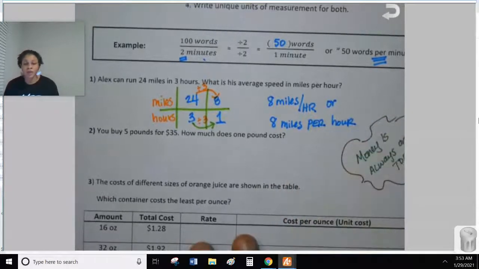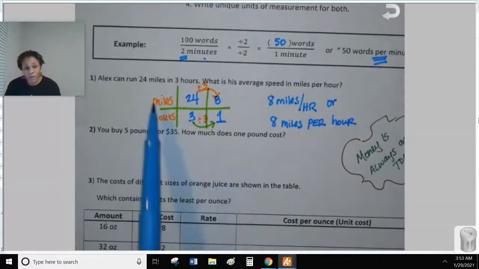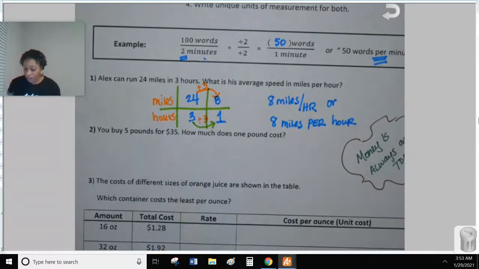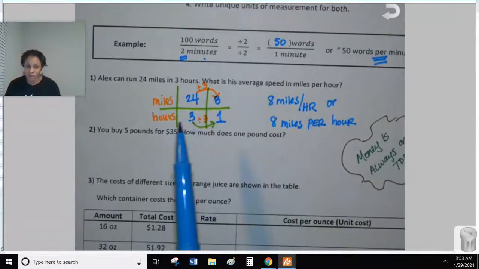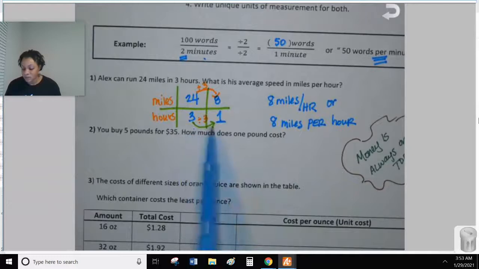Okay, so again, we made our H chart. I put my units, miles on top, hours on the bottom. 24 went with miles, 3 went with hours. The directions tell us to divide the numerator and the denominator by 3, the denominator number, to get the unit rate. Please make sure you are following and I'm modeling how I want your work to look. This is going to help build when we get to ratio tables, when we get to conversion factor, when we get to proportions.